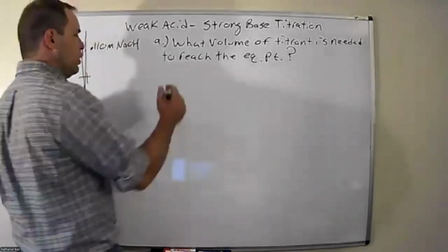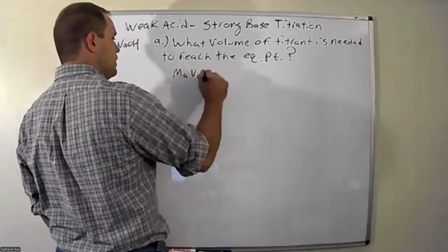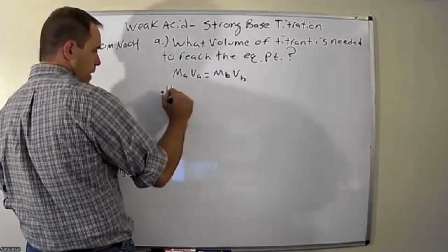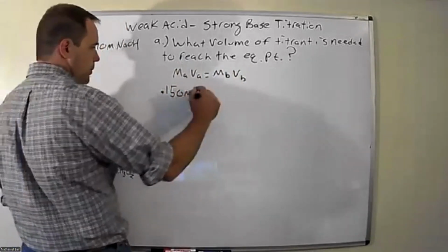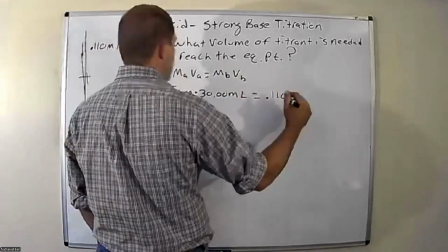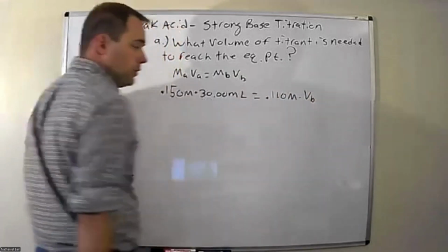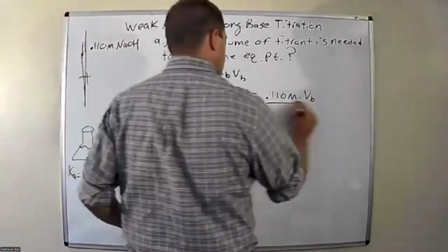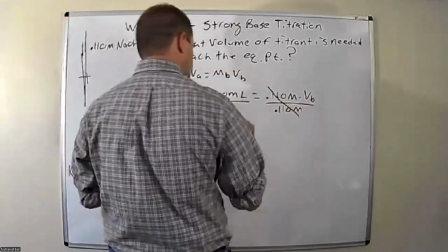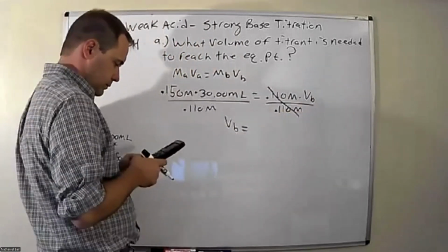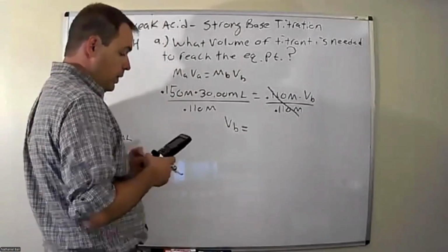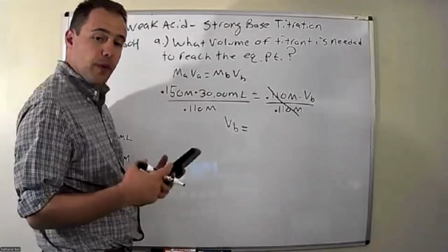All right. So this is where you use the MAVA equals MBVB formula. Molarity of the acid, 0.150 molar. Volume, 30 mL. Molarity of the base that we're titrating with, 0.110 molar. And we'll solve for the volume of the base needed. We need 40.9 milliliters of the base.